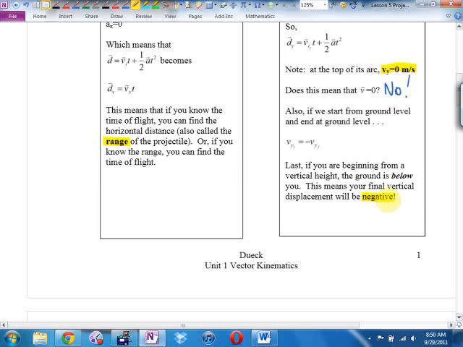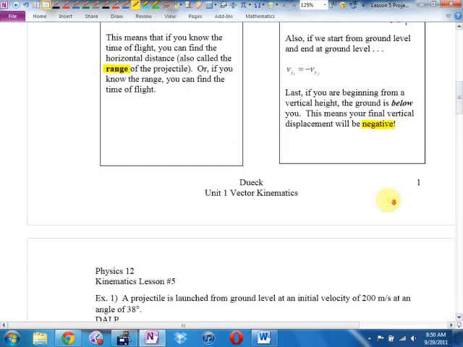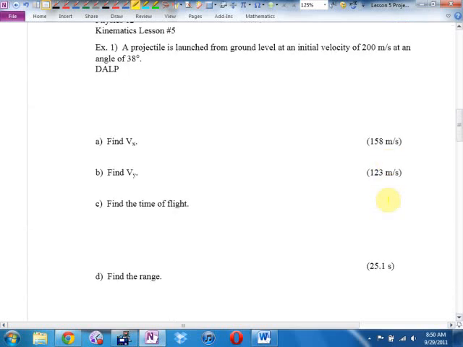So, a projectile is launched from ground level at an initial velocity of 200 meters per second at an angle of 38 degrees. DALP. Leah, DALP stands for draw a little picture. It's an acronym that I use. So whenever I say DALP, what I'm saying is let's draw something. There. 200.